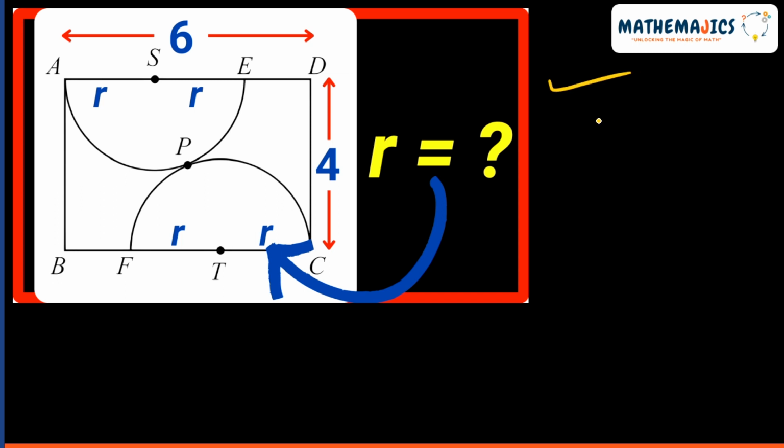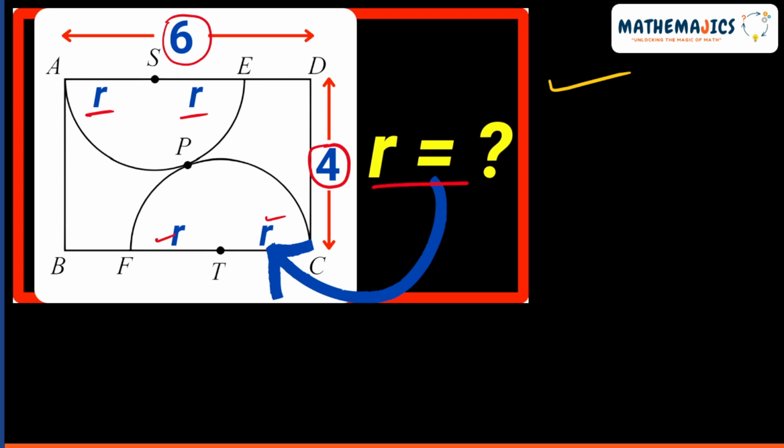So we have this very interesting geometry question today. In this question, we are given a rectangle ABCD and two semicircles. The radius of these two semicircles is the same. Yes, we can see that the radius of these two semicircles is exactly the same. What is the length of this rectangle? The length is 6. The width of this rectangle is 4.